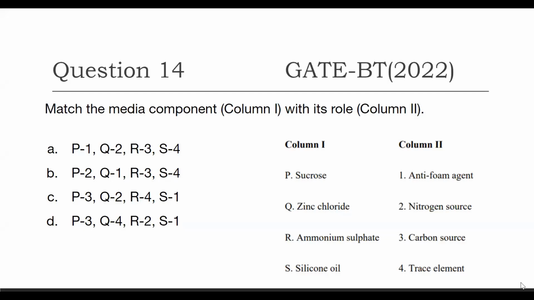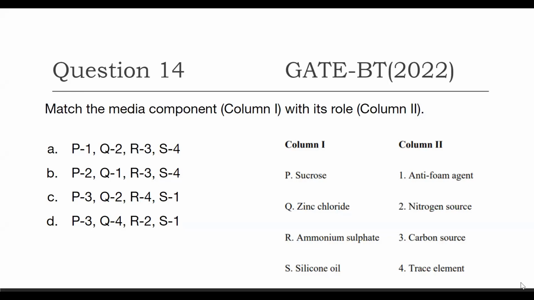Welcome everyone. Today I'll be solving question number 14 of the 2022 GATE Biotechnology paper. This is a match the following question and it has column 1 and column 2. Column 1 has media component and column 2 has its role.